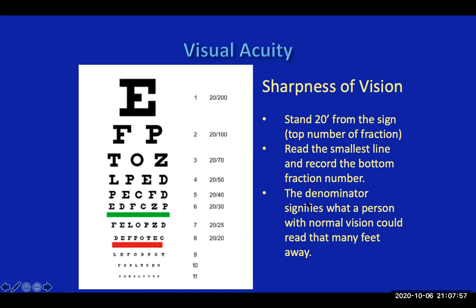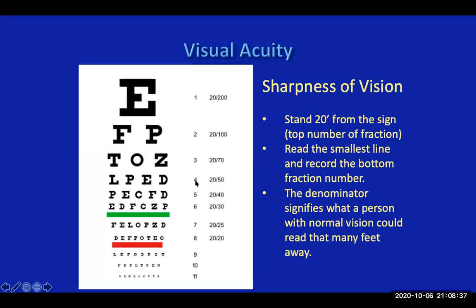And the denominator, the number on the bottom, signifies what a person with normal vision could read that many feet away. So let's say you have 20/20 vision. That's normal vision. So what you can read at 20 feet is what a normal person reads at 20 feet. So 20/20 is considered normal vision. If you have 20/25 vision, so if you can only read up to line 7, that means what you read at 20 feet is what someone with normal vision could read 25 feet away. So they could be further away from the sign and be able to read line 7. So they would have better vision than you.